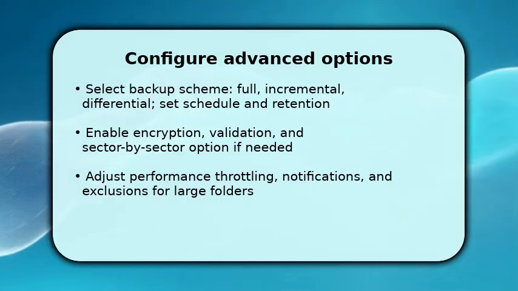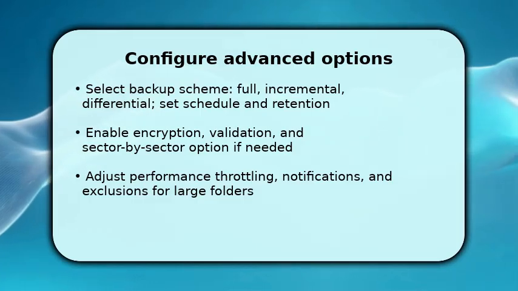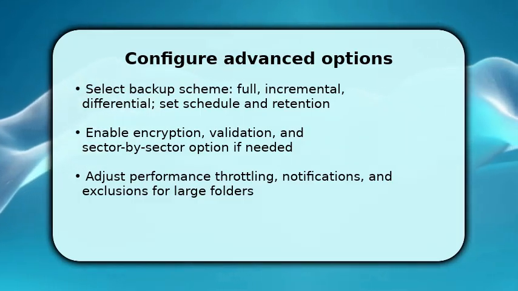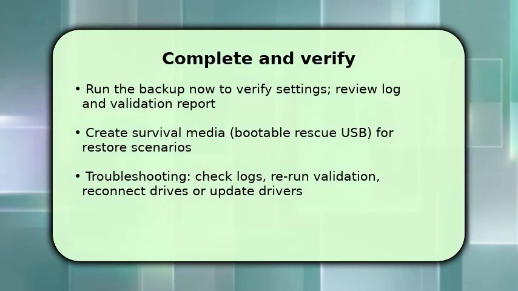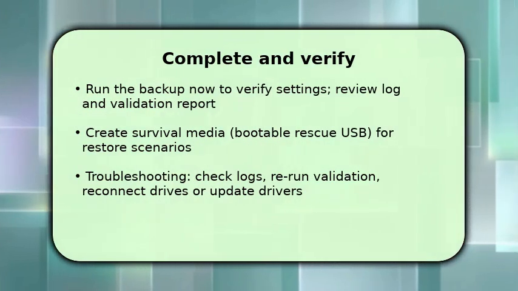If you need an exact replica, use sector by sector. Also set throttling so backups don't monopolize resources, and add exclusions for temp folders. Finish by executing the backup and then verifying results so you know the image is usable.